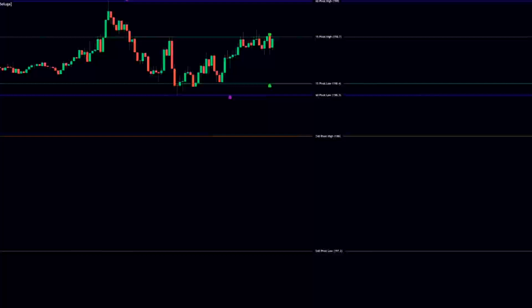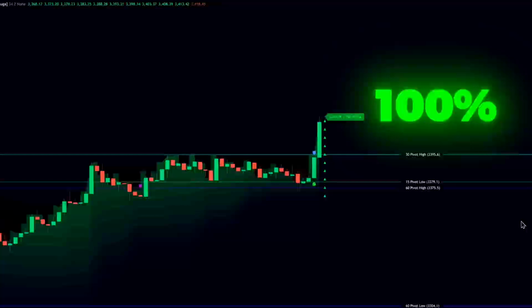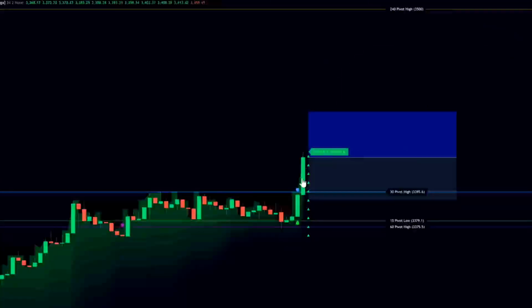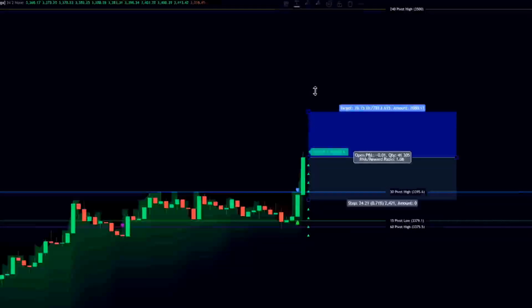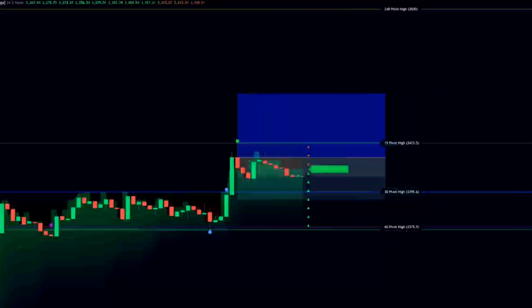To enter a long trade, follow these steps. First, wait for the price to break and close above a pivot high. Second, make sure the upward probability is exactly 100%. Third, enter the trade. Fourth, set your stop loss just below the entry candle. If the candle is very small, use the most recent swing low instead. And finally, set your take profit at 1.5 times your risk.